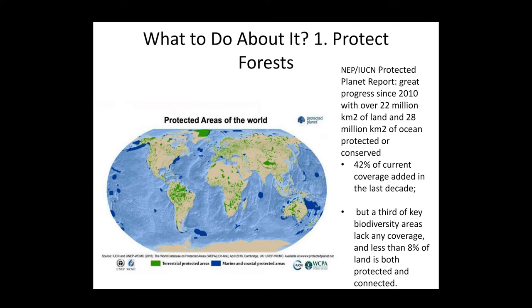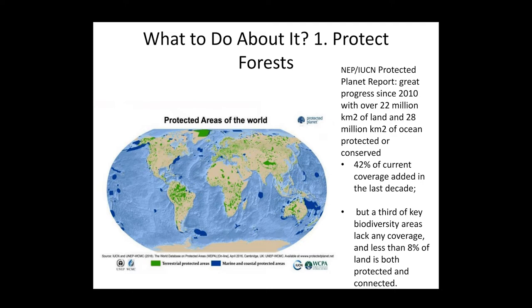The IUCN, the International Union for the Conservation of Nature, which keeps track of these things, says there's been a lot of progress. The map shows where protected areas are distributed globally. The green is terrestrial, and the blue is marine and coastal protected areas. Since 2010, there has been a wave of new protection, over 22 million square kilometers of land and 28 million square kilometers of ocean, 42% just in the last decades.